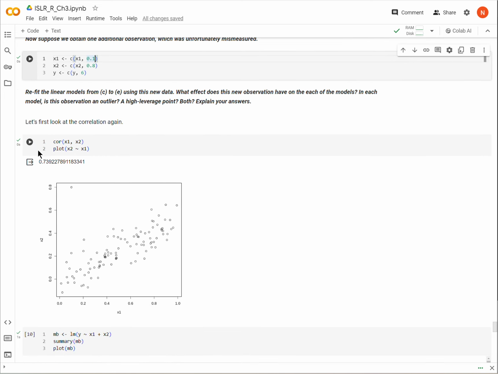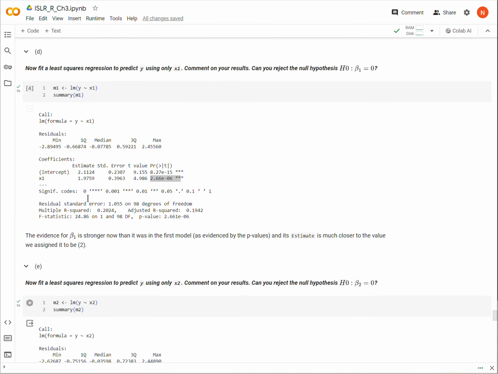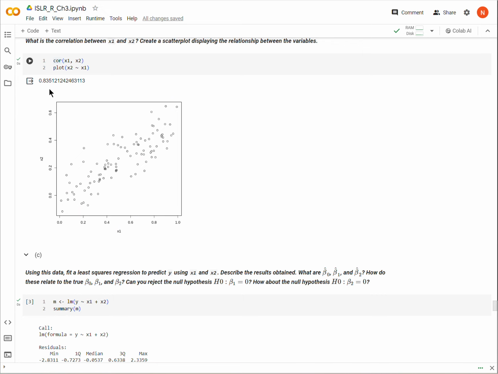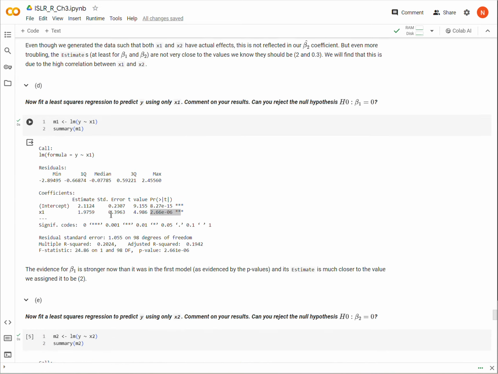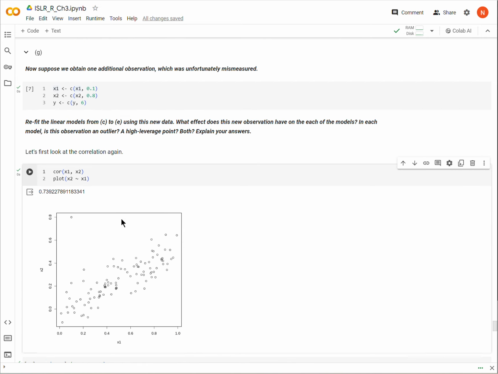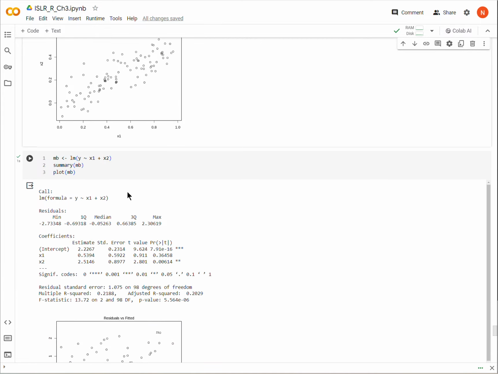The first thing I did here was look at the correlation again. Earlier, here's the correlation, and here's our little outlier way up here. But our correlation should be reduced. Here it's about 0.74, whereas initially it was about 0.84. So that's expected, right?